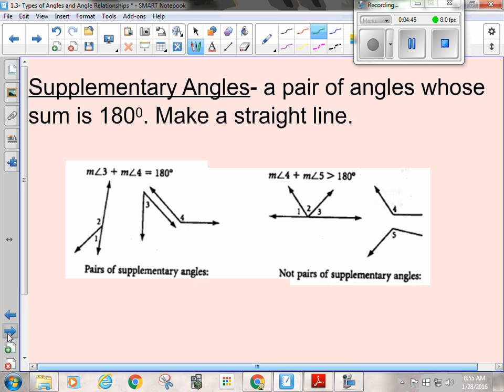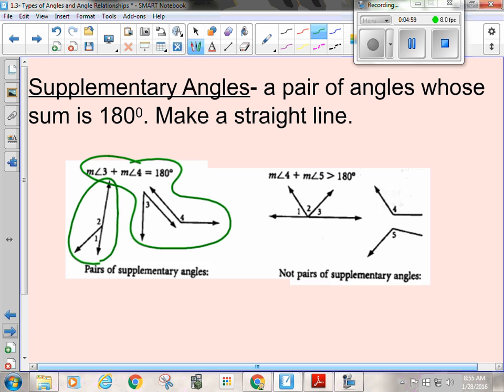We can have linear pairs that are also supplementary angles. So here we see it makes a straight line. This example here tells us angle 3 plus angle 4 adds up to 180 degrees. Maybe this one here is 40 degrees and this one's 140. So we know that those two would add up to 180.